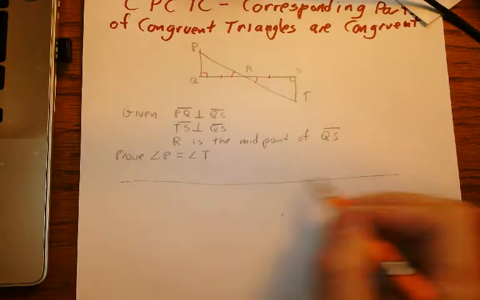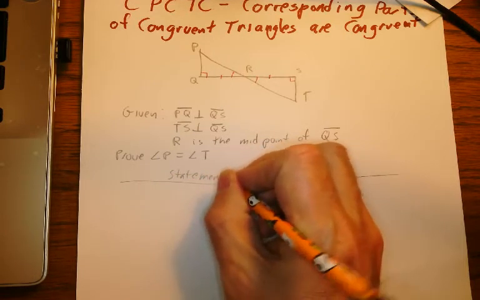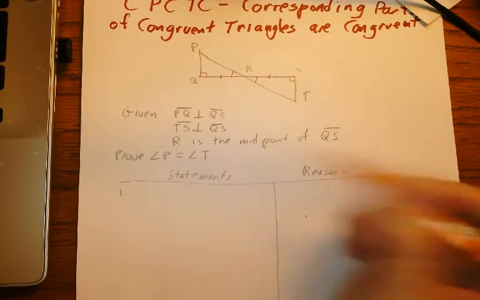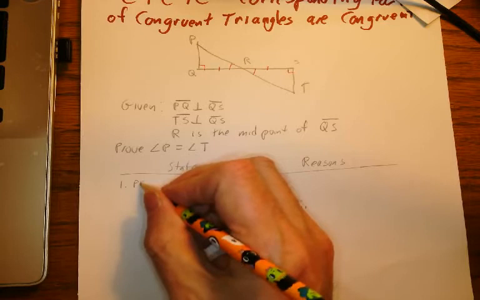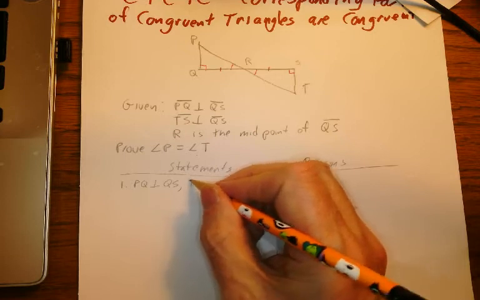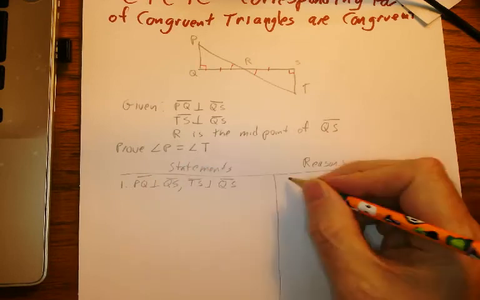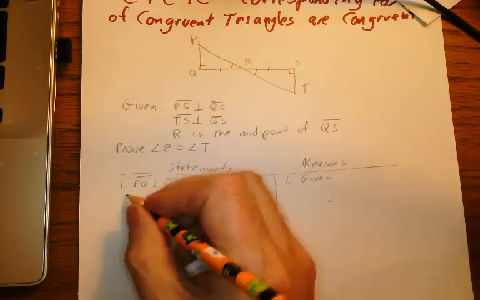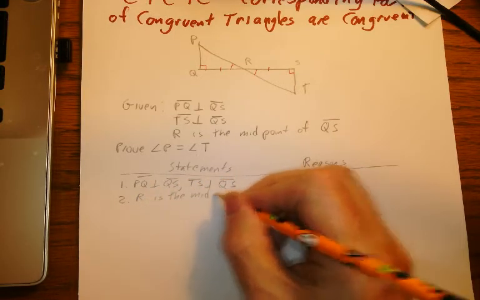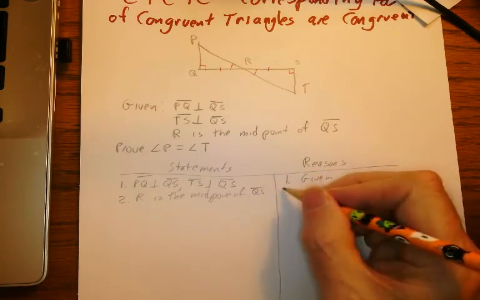Okay? So now remember, we have statements and reasons, and we always start with the givens. We were given that PQ is perpendicular to QS. I'm going to put them both on the same line, and TS is perpendicular to QS. That was a given. And our second given was that R is the midpoint of QS. And those two were given.